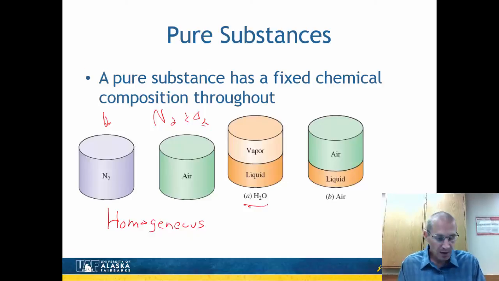Now, an example of something that is not a pure substance would be air above liquid. Inside the liquid, we would see the liquid material. As soon as we moved into the air, we would see the air material. So that's an example of something that's not a pure substance.